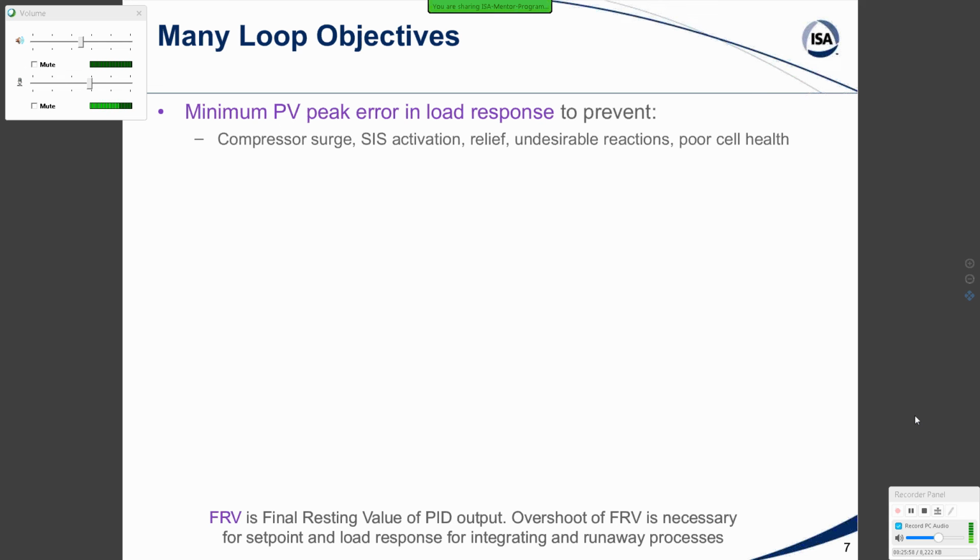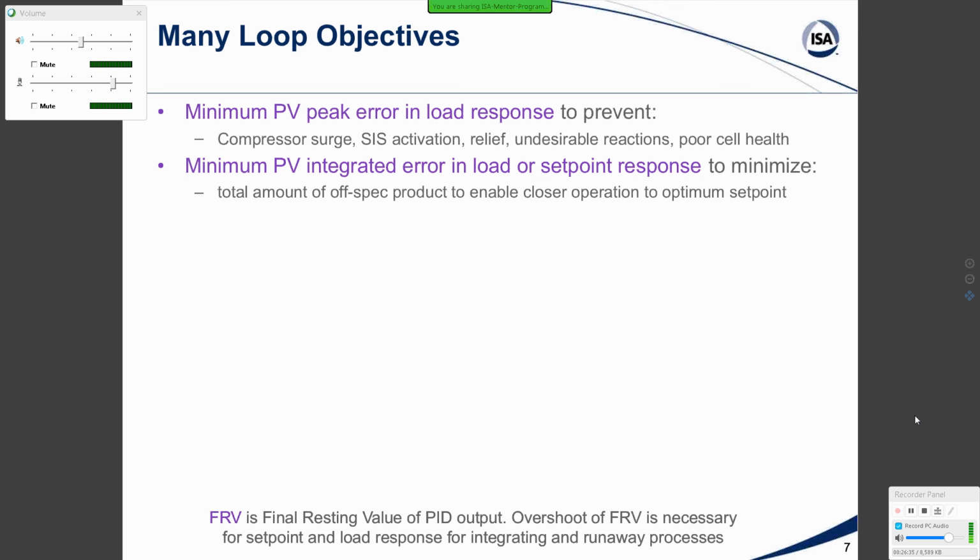So when I was at Monsanto doing applications, I was concerned about minimizing the peak error in the load response, to prevent compressor surge, safety instrumented system activation, relief valve activation, triggering undesirable reactions, and in bioreactors, poor cell health. They're very sensitive, particularly mammalian cells, to pH and temperature.